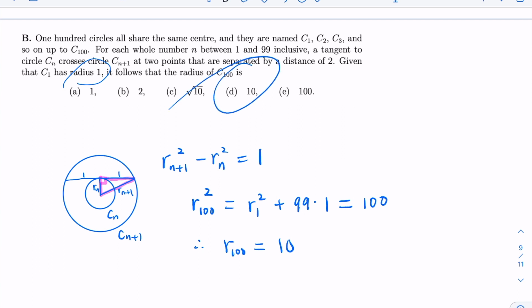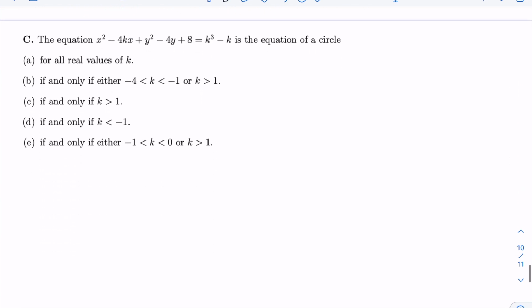All right, move on to the third problem here. Now here we are talking about when this equation would represent a circle. Okay, so what you do is complete the square here, right? All right, let's do that. Let's rewrite this equation by completing the squares. That's going to be x minus 2k squared plus y minus 2 squared.